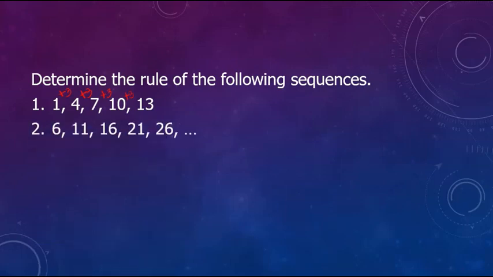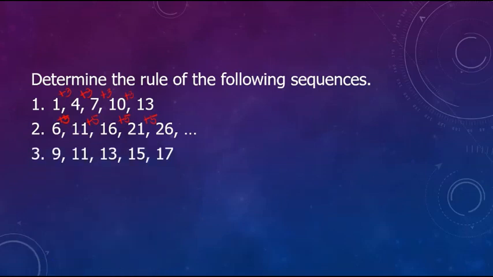Okay, next, we have 6, 11, 16, 21, 26. So, if we will observe this sequence, how can we obtain the succeeding term? So, 6, and then followed by 11, followed by 16, followed by 21, followed by 26. So, how did we obtain 11 here? So, we have 6 plus 5, so that is equal to 11. Plus 5, that is equal to 16, plus 5, that is equal to 21, plus 5, that is equal to 26. Okay, so therefore, the rule for this given sequence is you add 5.